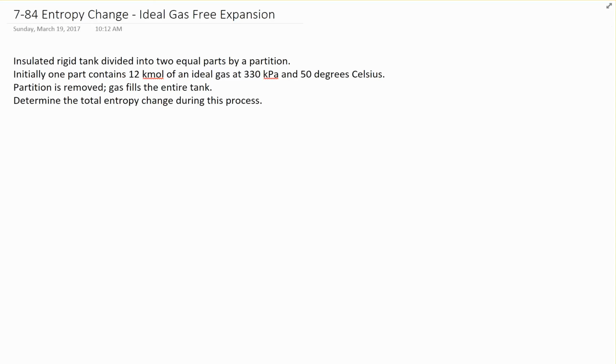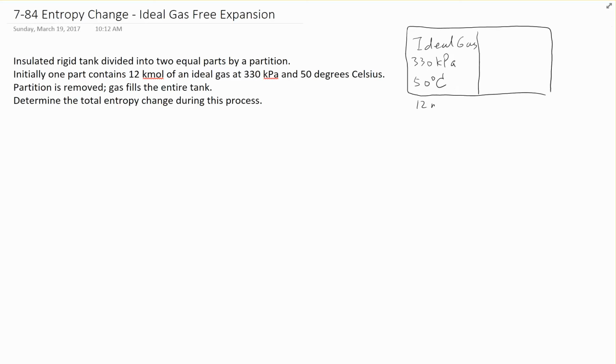Okay, so let's first imagine this process. We have a rigid tank, and the rigid tank has a divider or partition in the middle. This is the division, and then you have ideal gas occupying 1/2 of this rigid tank. We don't know what this ideal gas is. We know it's 330 kilopascal and 50 degrees Celsius, and it's 12 kilomoles. And this is the beginning.